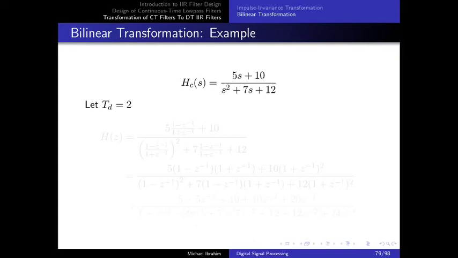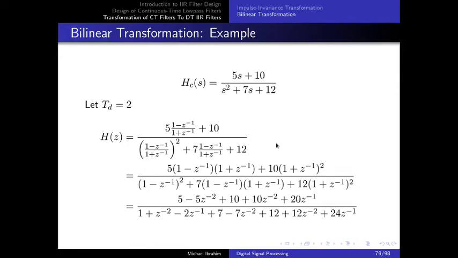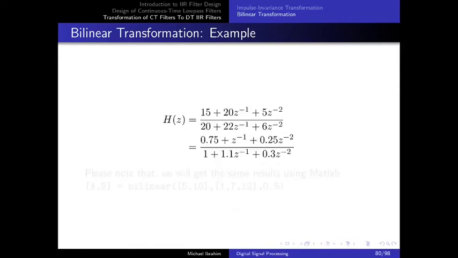This way 2 will cancel out with TD, and next we will replace S by (1 minus z^-1) over (1 plus z^-1). So every S in this expression will be replaced by 1 minus over 1 plus. So 5s will be 5 times (1 minus z^-1) over (1 plus z^-1) plus 10, and so on. And then you can do the simplification, not a big deal, and you can reach this final result.